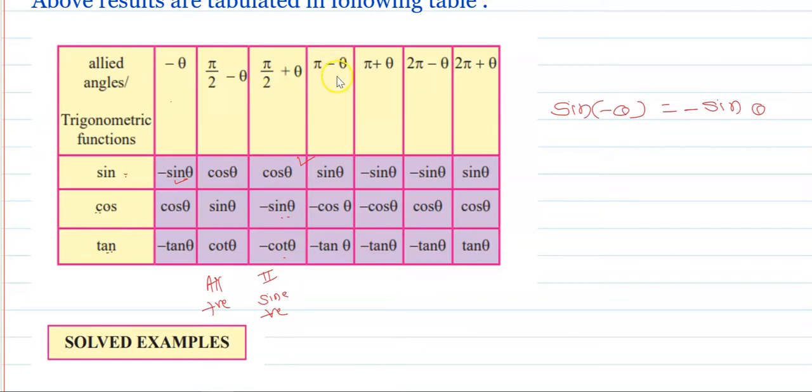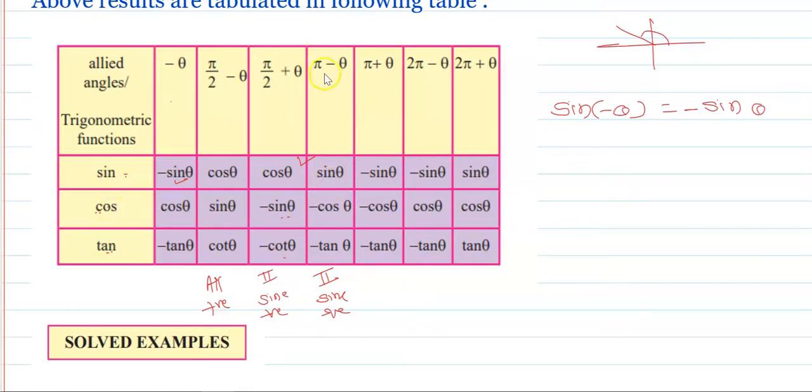Pi minus theta. Now, pi minus theta means what? Again, this is the second quadrant, and in the second quadrant only sin is positive. Okay, and therefore I will write here, this is the second quadrant, only sin is positive. Now, whenever there is a pi angle, the function remains as it is. So sin of pi minus theta is sin theta, and it is positive in the second quadrant.